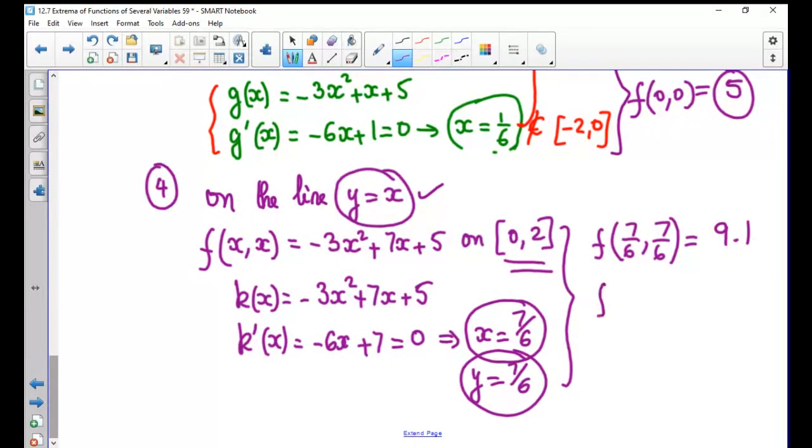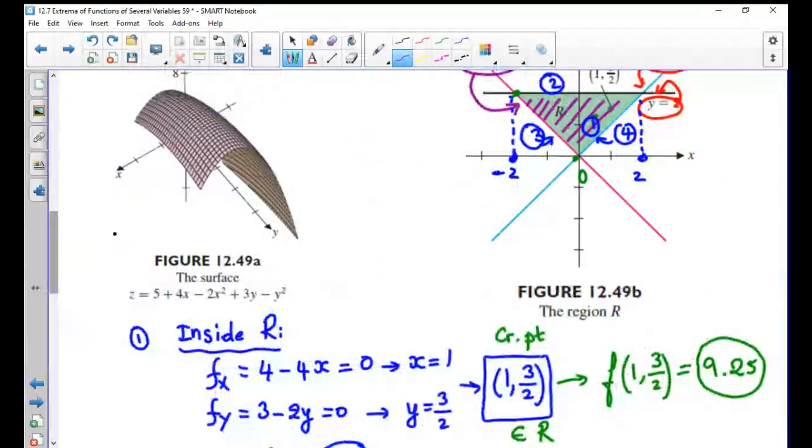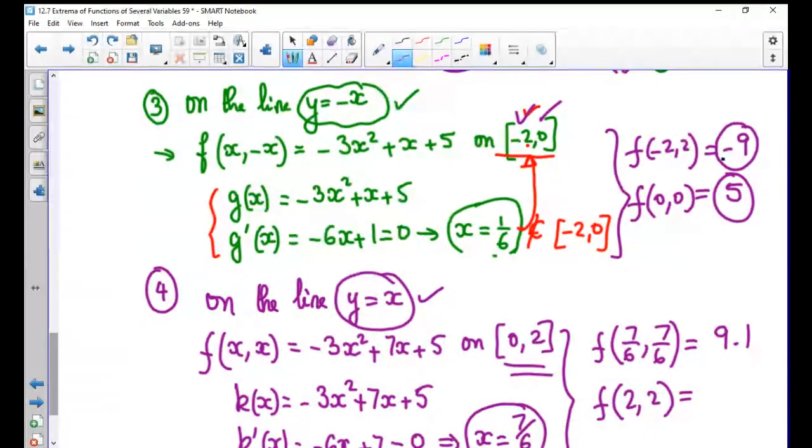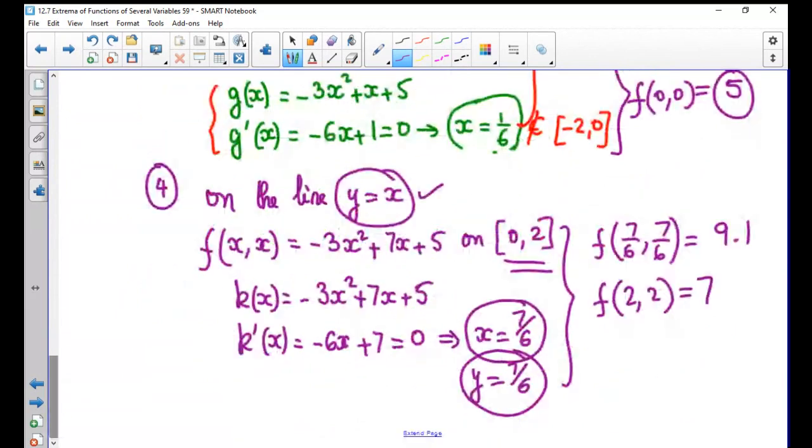And we also have the points at the end of each. So we have this point 0, 0, and the point 2, 2, like this. But I think we already have these values. F of 2, 2 is 7, and at 0, 0, we already have it. It's 5, so we have another 3 values like this.